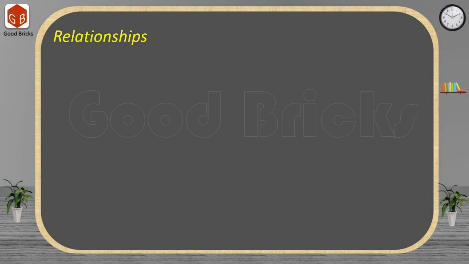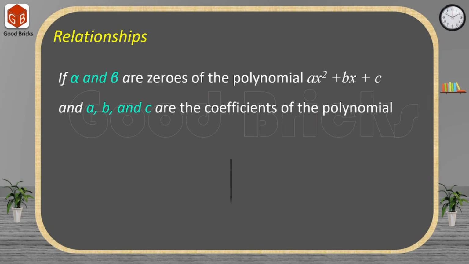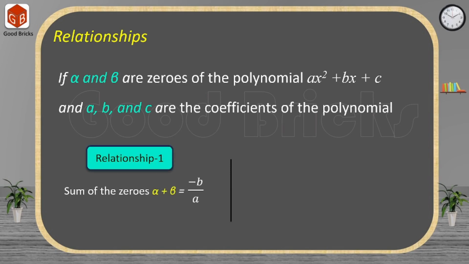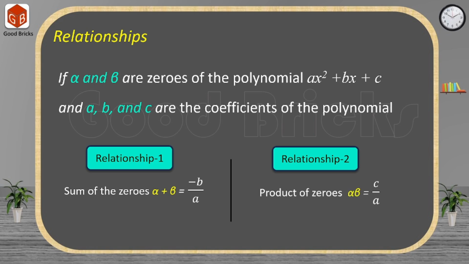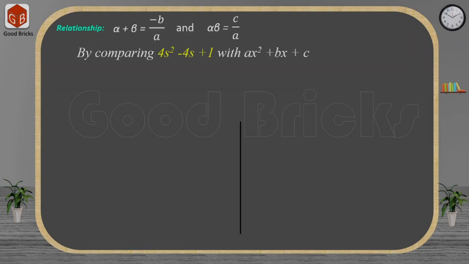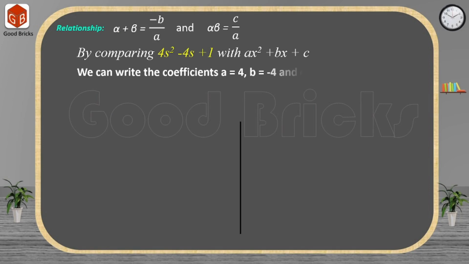I think you all already know the relationships between zeros and the coefficients of the polynomial. So the first relationship is alpha plus beta is equal to minus b by a. The second one is alpha into beta is equal to c by a. So now we are going to verify these two relationships. Now we are going to verify the relationships between zeros and coefficients. To verify that, we need to compare this given polynomial with ax square plus bx plus c.